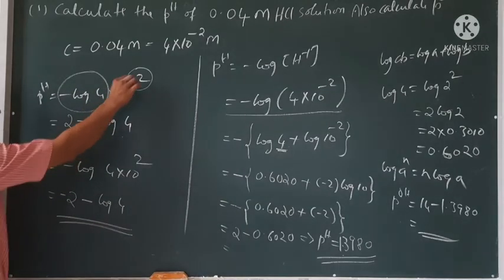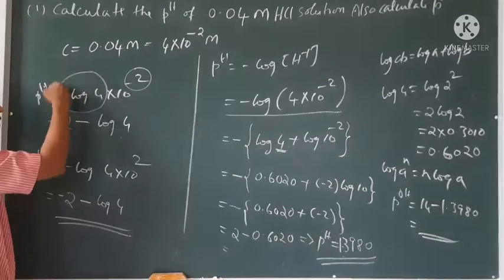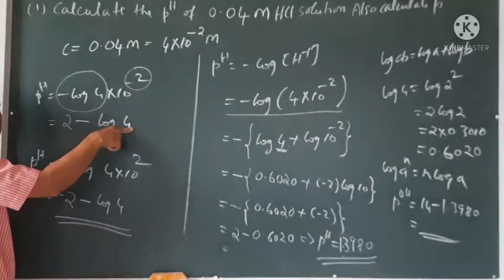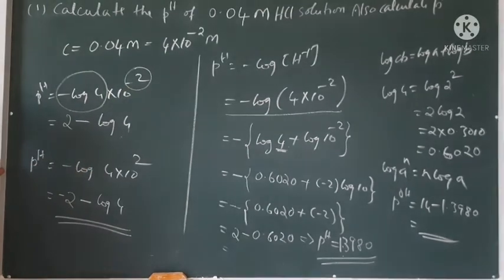Whatever power is there, change the sign, then write this. Whatever you have, the minus log is like this. This is how to solve quickly.